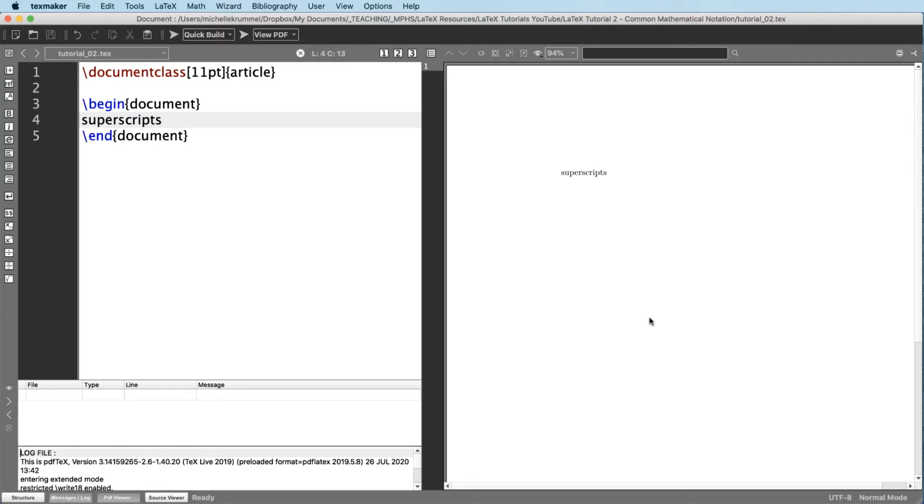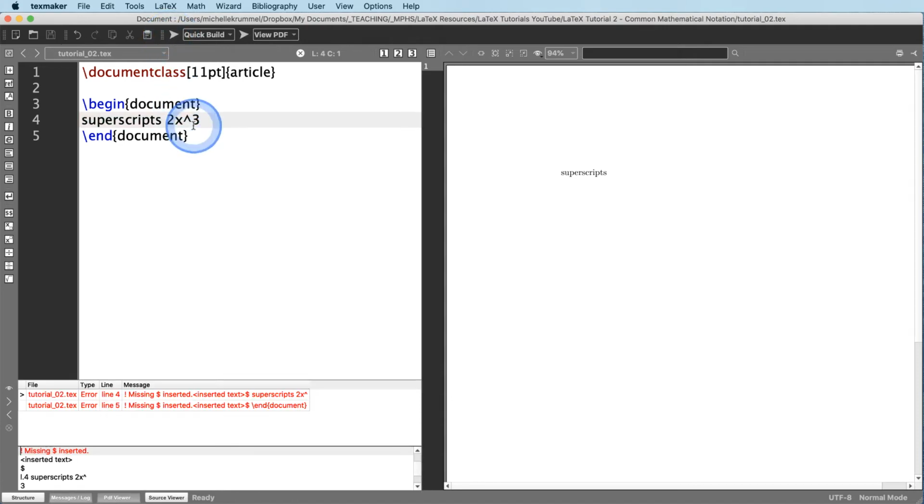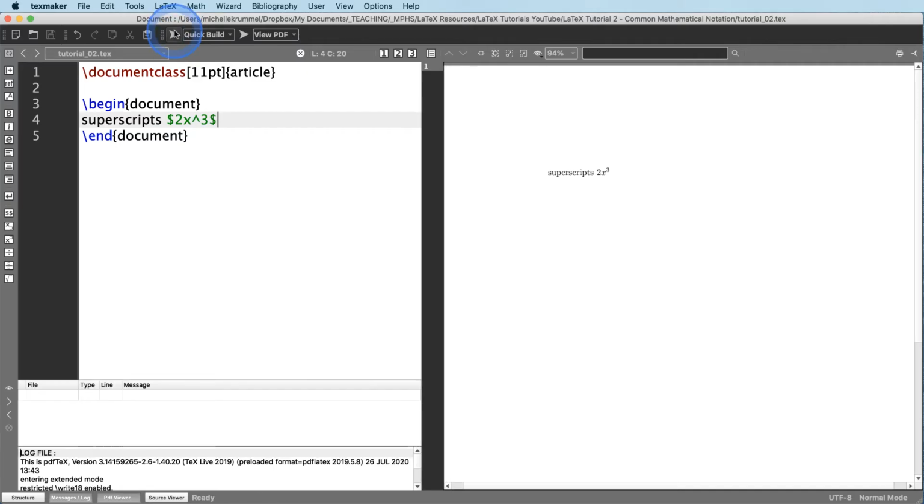Okay, so superscripts, and we want to actually type something with a superscript in it. So that was just in text mode, and I'm going to type 2x to the power 3, so 2x cubed. 2x, for the exponent, we use that caret symbol from the keyboard. So there's 2x cubed. However, if I compile this right now, I'm going to get an error because this caret symbol needs to be in math mode, not in text mode. So to put this in math mode, remember we wrap it in $ signs. And now I can build.